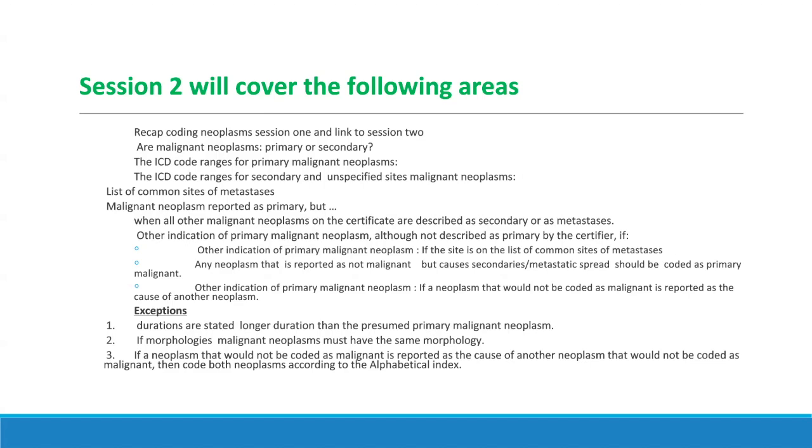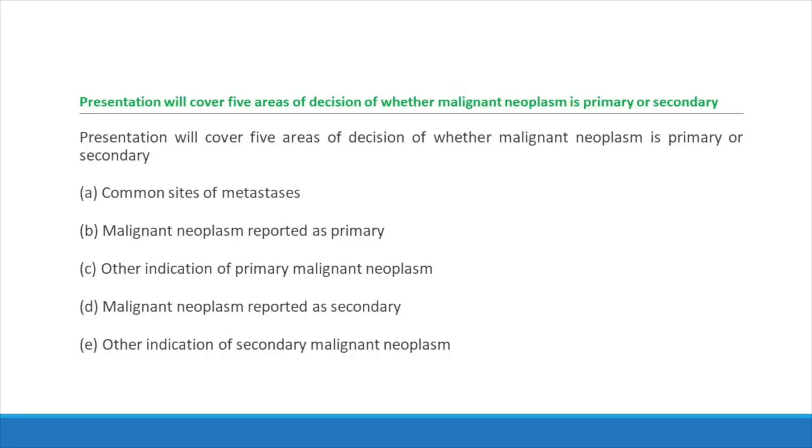This sets the stage for Web 3 session, where we will delve deeper into the coding complexities and further refine our understanding. In today's presentation, we will cover 5 critical areas in the decision-making process for determining whether a malignant neoplasm is primary or secondary.